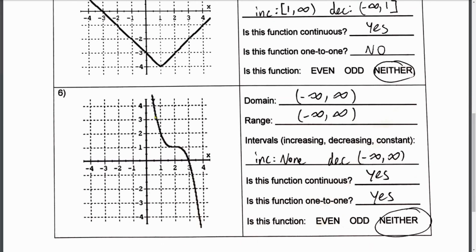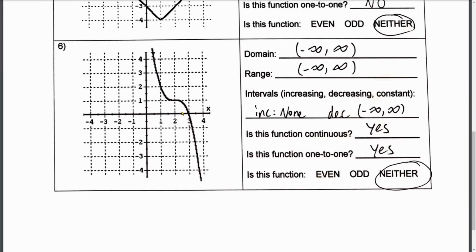The next graph, we have a cubic function. So the domain for this function would be from negative infinity to positive infinity. The range would be from negative infinity to positive infinity. The intervals of increasing would be none. The function never increases. The decreasing would be from negative infinity to positive infinity.